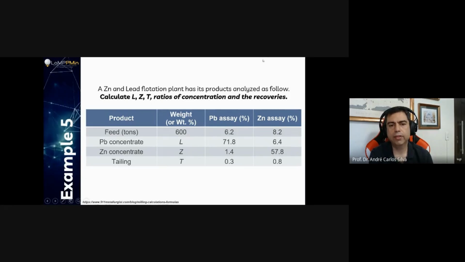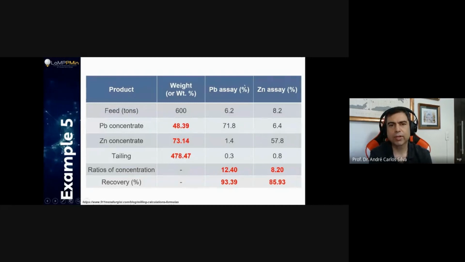And then we have a feed of 600 tons per hour, and we have all the assays. So different from the first one, now we have all the assays. So you don't need to have that kind of copper tailings being the zinc feed. You can go straight to the equations and just replace the numbers and evaluate the ratios, and also the flows. Okay, so suit yourself. You can choose one or the other, but those are the results that you're going to get. Okay, as you can see over here, we have 600 tons per hour feeding our mineral processing plant. We have just 48 tons of Pb concentrate, and we have 73 tons of Zn zinc concentrate.